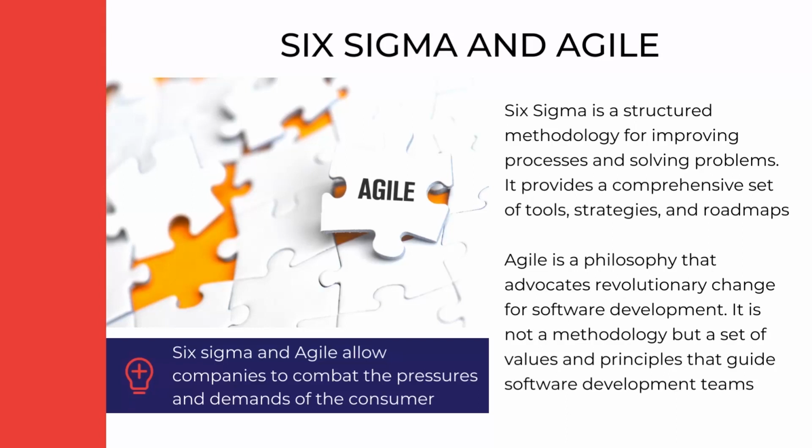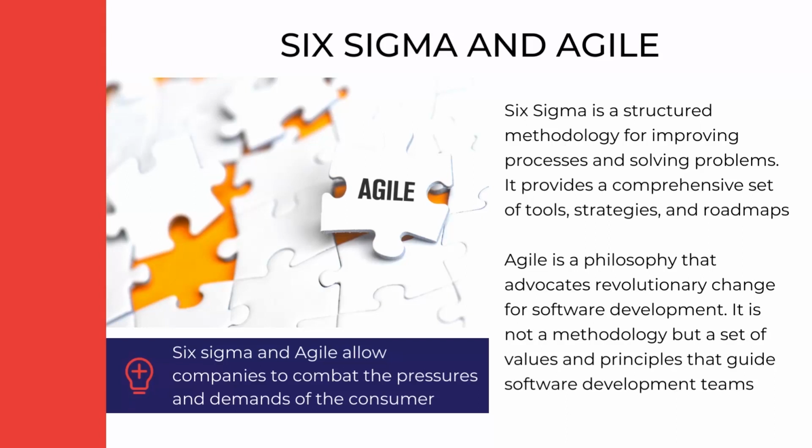Six Sigma is a structured methodology for improving processes and solving problems. It provides a comprehensive set of tools, strategies, and roadmaps to reduce variance, improve the quality of manufacturing processes by reducing defects, and increase the capabilities of processes, goods, and services. The focus of Six Sigma is to control variation and reduce defects. This entails getting to the root cause of problems and eliminating quality issues. In addition, by ensuring consistency and quality, Six Sigma companies can achieve higher levels of customer satisfaction.